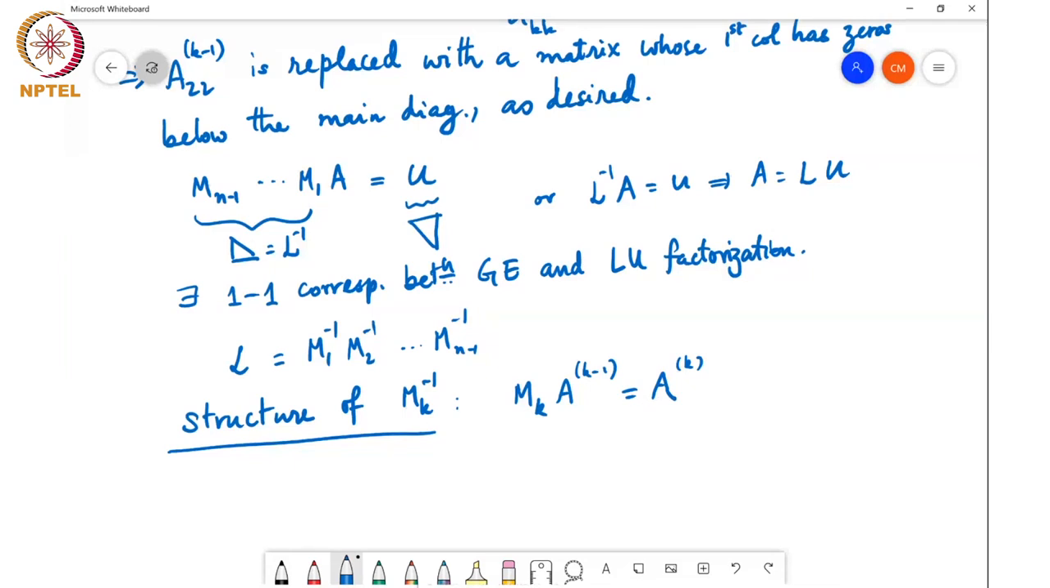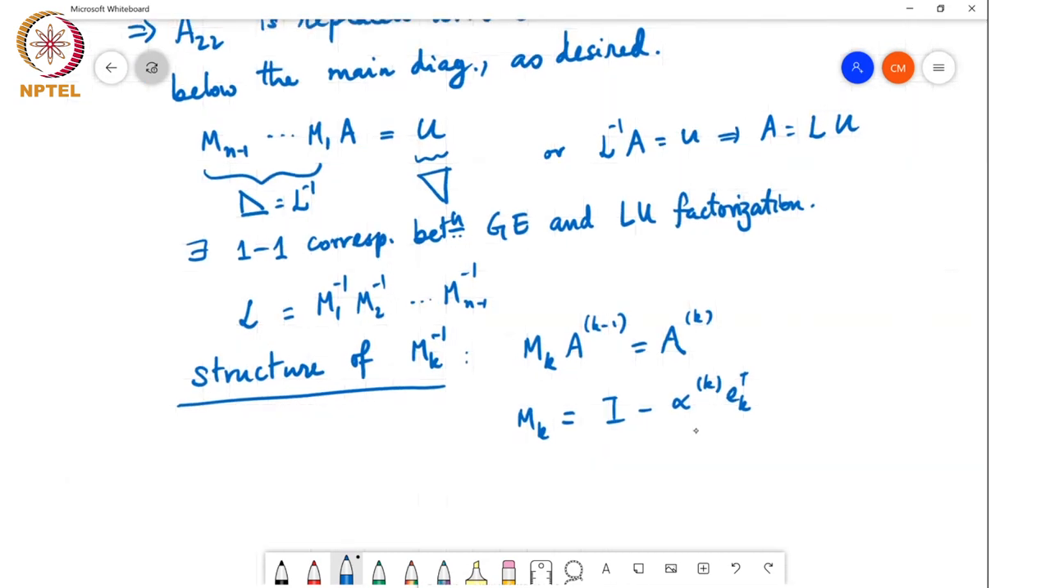So basically, this M_k has the structure I minus alpha_k e_k transpose. That was our construction of M_k. So essentially, we get A_k from A_(k-1) by taking A_(k-1) minus something times this matrix. So if we wanted to invert this operation and take M_k to the other side, it's intuitive that maybe we need to do an addition operation. In fact, that intuition is correct.